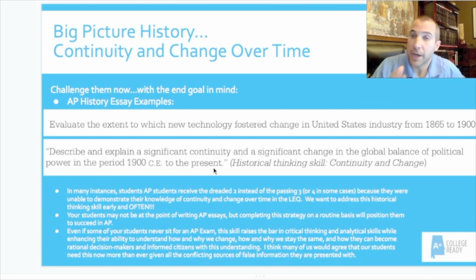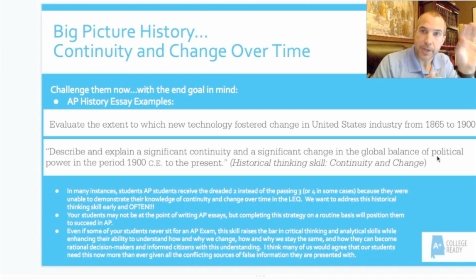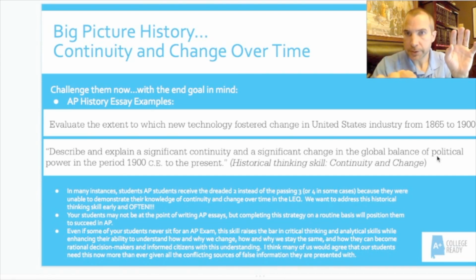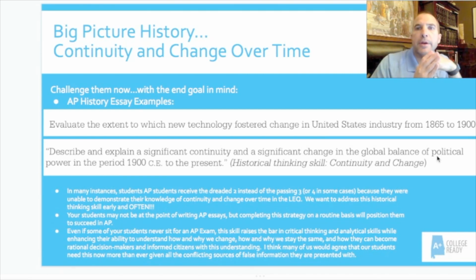Look for continuities and changes. Notice global balance of political power. That's the lens, that's the historical theme, the area that we want the students to focus on. The skill is continuity and change. The focus is political continuities and changes, and of course the time period 1900 to the present.